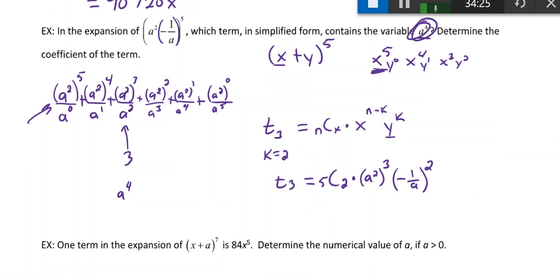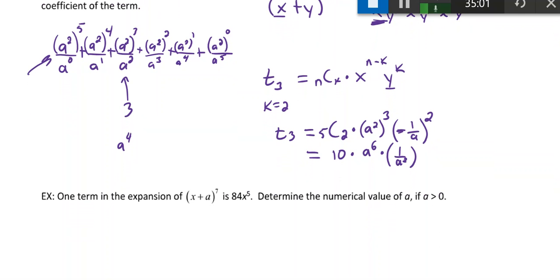Now, just simplifying this all up, right? So now we've got 5c2, which is really just 10, times a to the power of 6, right? 2 to the power of 3 is 6. And then careful on this one, because I've got a negative number squared, right? So that negative is going to end up making it positive in the end, right?